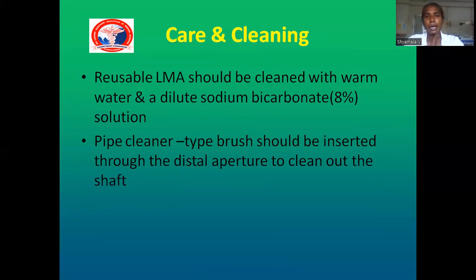So moving on to the care and cleaning. How will you care for and clean the LMA? Normally we are using an LMA which we can reuse. This reusable LMA should be cleaned with warm water and dilute sodium bicarbonate, that is an 8% solution, and a pipe cleaner, that is a tube brush, should be inserted into the distal aperture to clean the shaft. Okay, it has a shaft, and that shaft has to be cleaned with a pipe cleaner. Some brush has to be inserted and the shaft has to be cleaned.